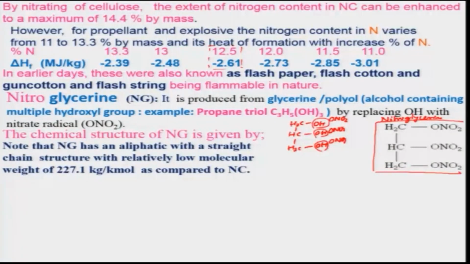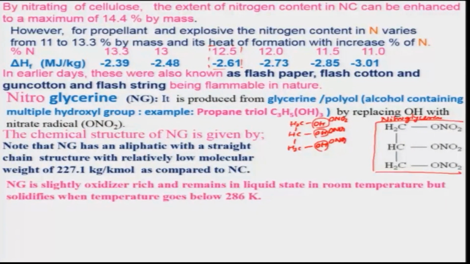And keep in mind that nitroglycerin is an aliphatic with a straight chain structure and relatively low molecular weight, around 227.1 kg per kilomole, compared to nitrocellulose. It is slightly oxidizer rich and remains in the liquid phase at room temperature. However, it solidifies when the temperature goes below 286 Kelvin, so that you can get a grain out of it.